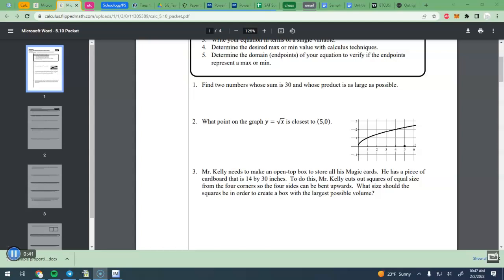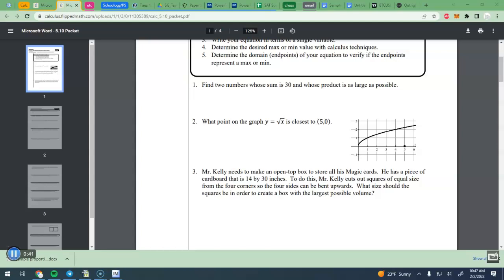In this case, we're trying to maximize the product. In this case, we're trying to minimize the distance between this point and the curve. In this one, we're trying to maximize the volume. So we're trying to get the optimal outcome of something. Sometimes you're able to do that with one equation. Sometimes it'll take you two equations.